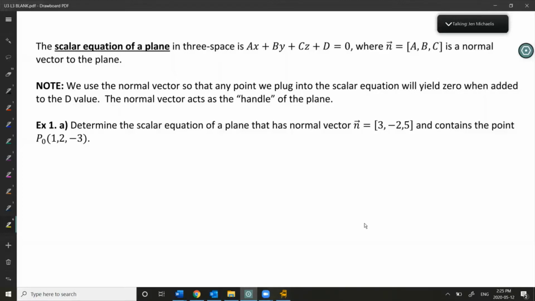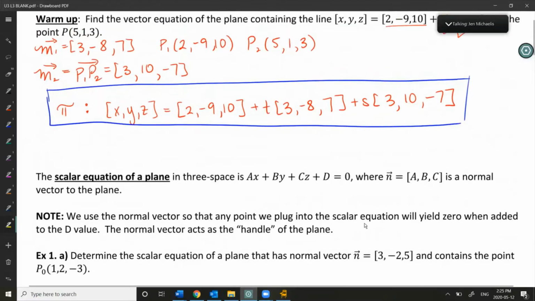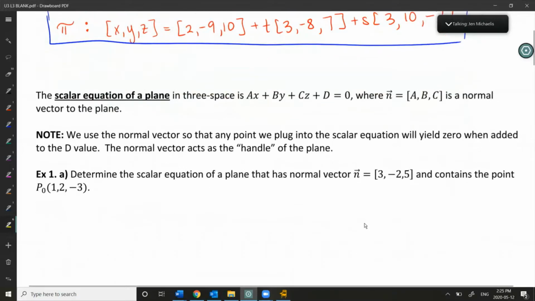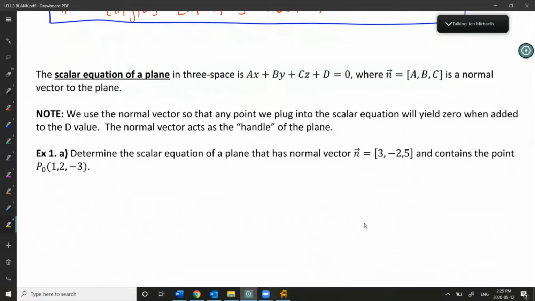Now the normal kind of acts as a handle to the plane, and that's why the scalar equation can simply use a normal and it will still be a unique plane, whereas when we look at the vector equation, we need 2 direction vectors. So why is it that one normal can uniquely define a plane with this d value, of course? So I want to show you that.